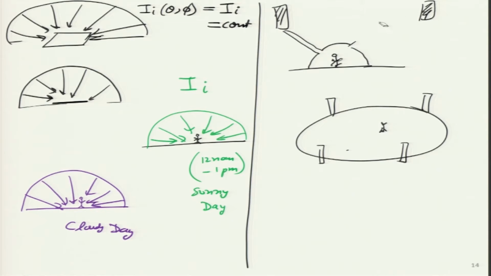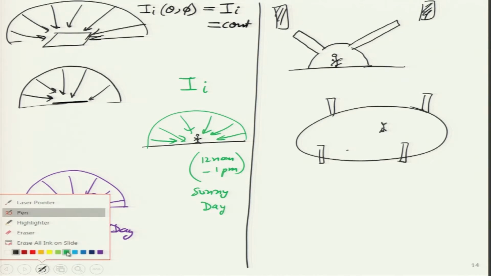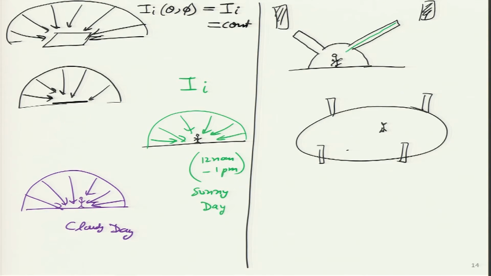From the perspective of that particular cricketer, it may look something like this, and I am going to put some green arrows over here which represent the amount of irradiation coming in. The length of these arrows indicates the intensity of incident radiation, which means there is a theta component and a phi component. It is not equivalent to a constant, and that is seen graphically here.